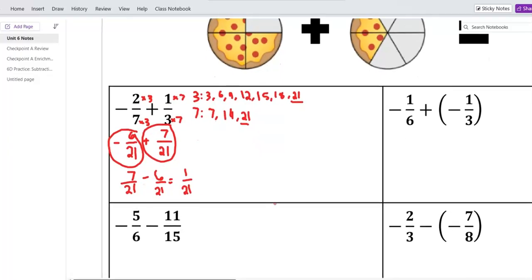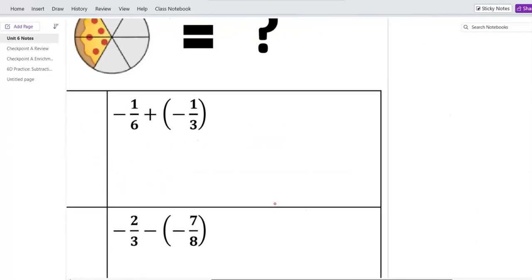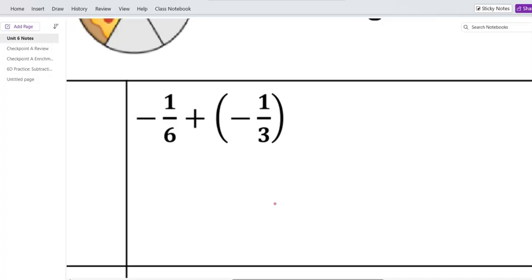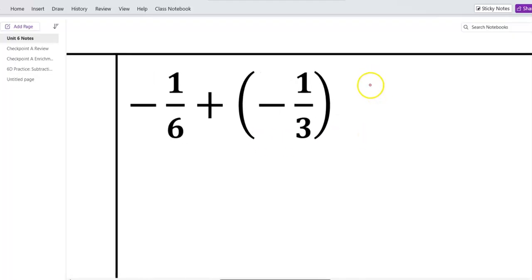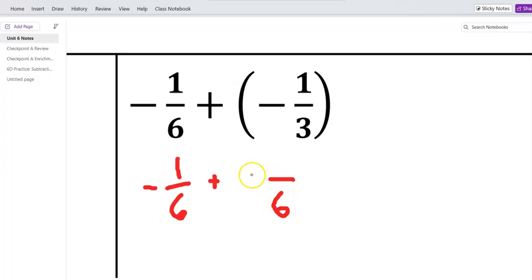Let's go ahead and move on over to this next problem. So I can see, again, these do not have the same denominator, so we will have to make them the same. So you could list out the factors if you would like, or I know that 3 can go into 6, and 6 can clearly go into 6. And so we actually have a pretty easy denominator here. So the negative 1/6 isn't going to change. And the second fraction, the denominator, is going to become a 6.